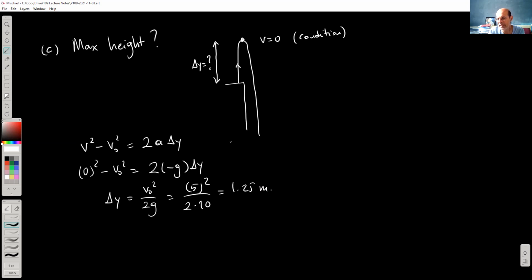So that's the displacement. If you want the position above the ground, you can then add 10 meters to that. I'm not going to do this.